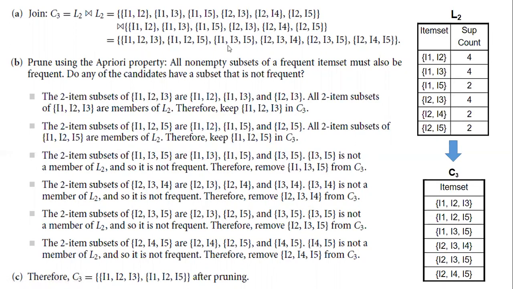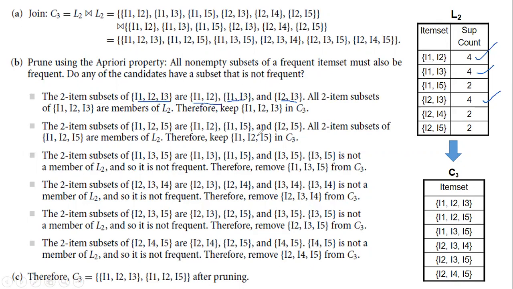One second, I take the marker. What are the subsets of I1, I2, I3? I1, I2, I1, I3, I2, I3. I1, I2 is present in L2, it is a frequent item set. I1, I3 is also present in L2, it is a frequent item set. I2, I3 is also present in L2, it is also a frequent item set. That means since its subsets are frequent, I1, I2, I3 will obviously be a frequent item set.